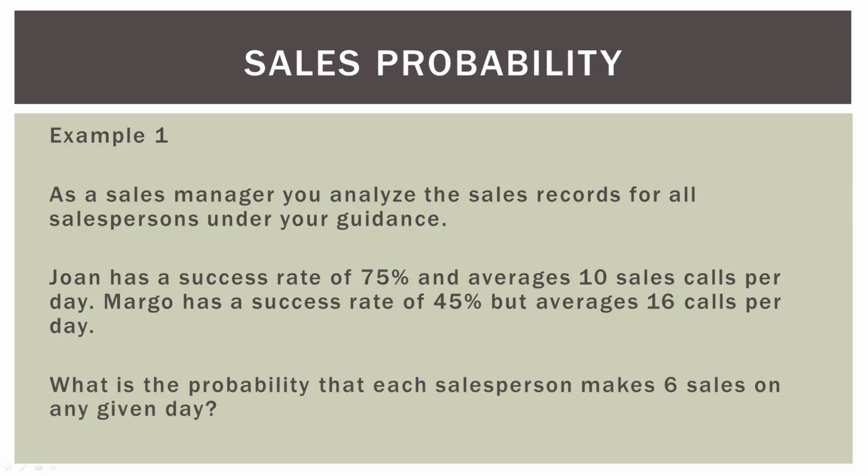So here's the question. What is the probability that each salesperson makes exactly 6 sales on any given day? So what is the probability that Joan closes 6 sales on any given day, given her success rate and average number of calls? Same thing for Margot. What's the probability that she makes 6 successful calls per day, given a rate of 45% and 16 calls per day? So that's going to be the question we answer at the end of this video using the concept of the binomial distribution.